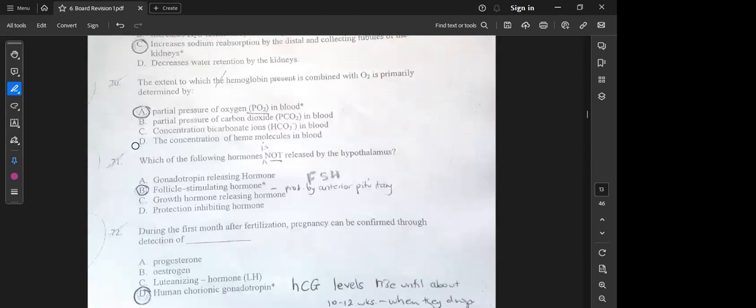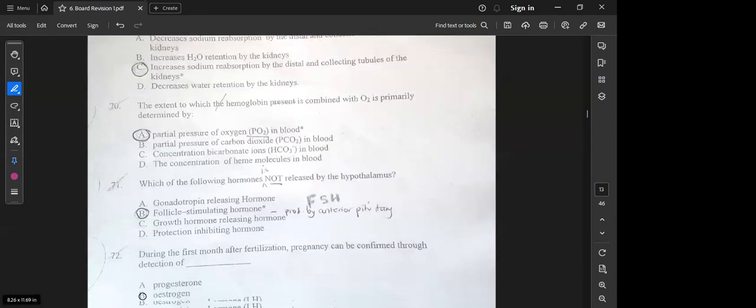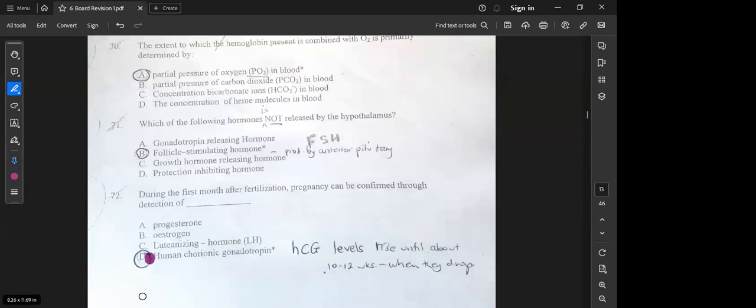Okay, so is it 72? Yes, 72. During the first month after fertilization, pregnancy can be confirmed through detection of, we know it's the beta HCG. Maybe we can get more information about it. Yeah, so HCG if there was no cramping. So if there's no cramping, we test for HCG.